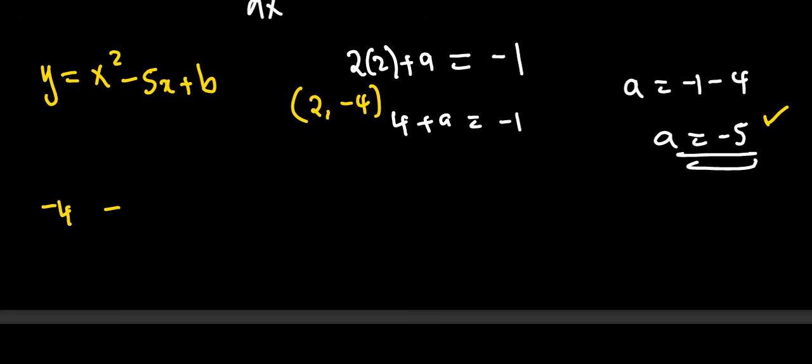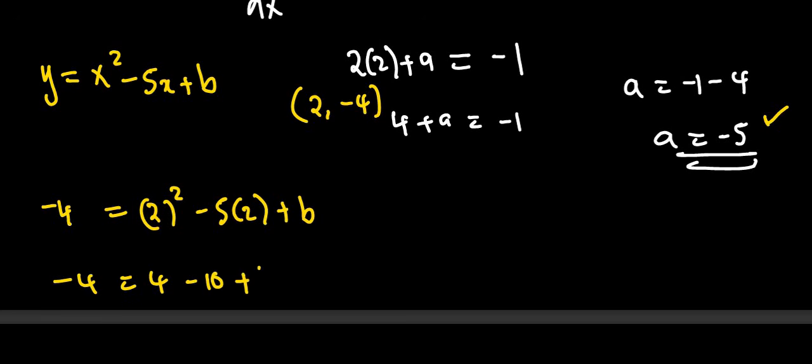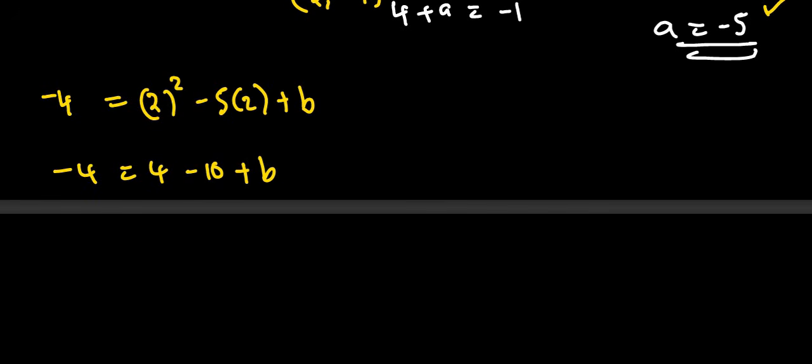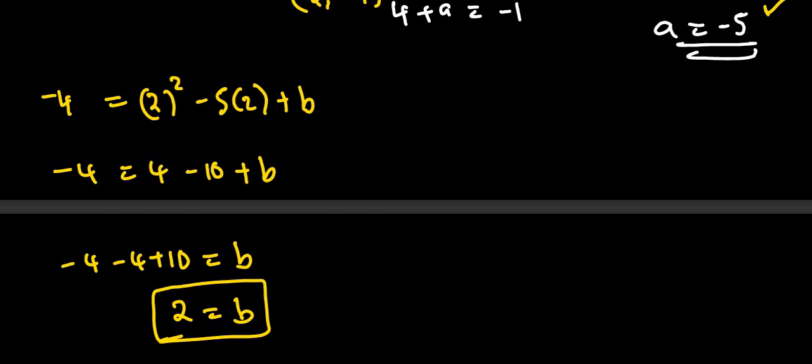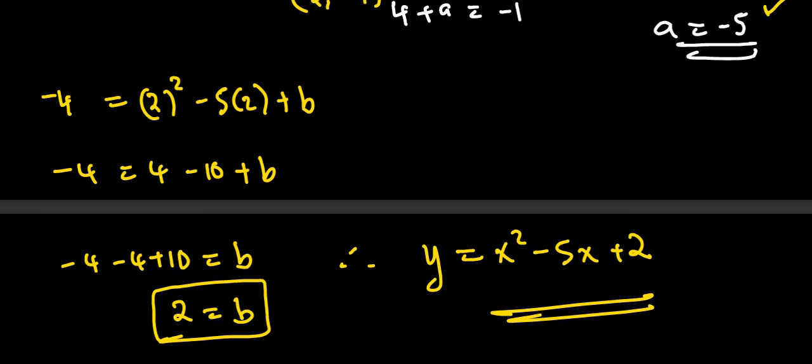So we have -4 equals 2 squared minus 5 times 2, then plus b. This is -4 equals 4 minus 10, then plus b. This gives us -4 minus 4, then plus 10 is equal to b. This will give us 2, meaning b is equal to 2. Therefore, the whole expression is as follows, plus 2. So this is how the question was supposed to be. When you differentiate it and try to get the slope, you get -1 at the point 2, -4. It's just a reverse way to check if you really understand what we were doing in question number 1.